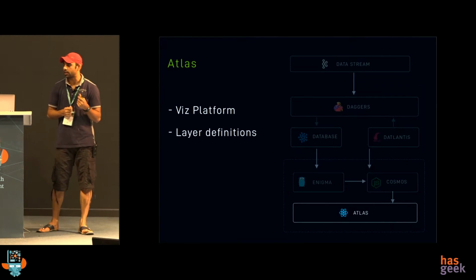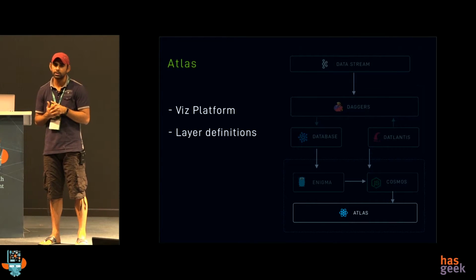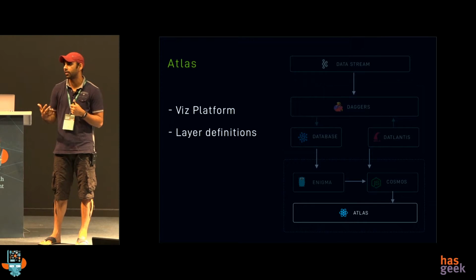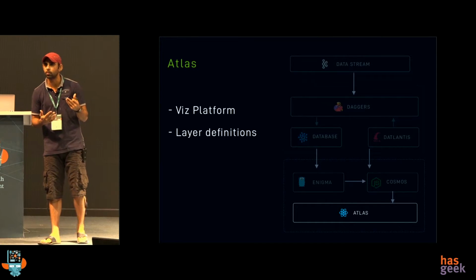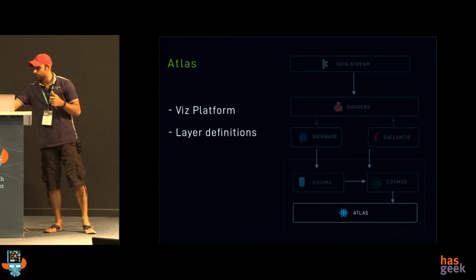Then finally, we have Atlas, which is the user interface platform, the visualization platform in itself. And Atlas also holds the layer definitions, the layers we talked about, like choropleths, heat maps, and so on. So this is what the entire system looks like.